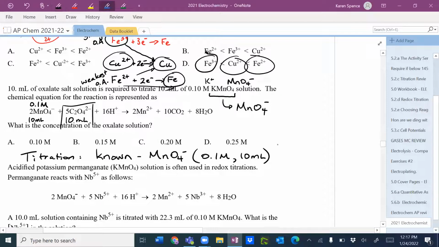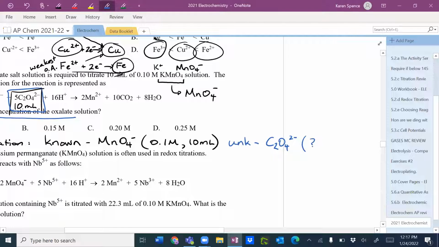We're also going to always have an unknown substance, which I'm just going to call UNC, for unknown. Unknown, which in this case is the C2O4, because it asks what is the concentration of the oxalate. So that is the C2O4 2 minus, and we don't know its concentration, but we do know that it is 10 milliliters.